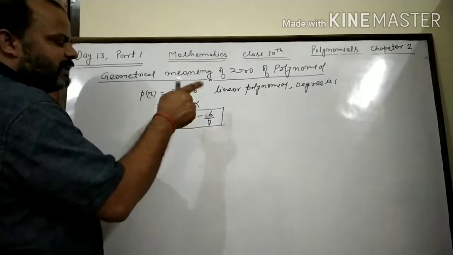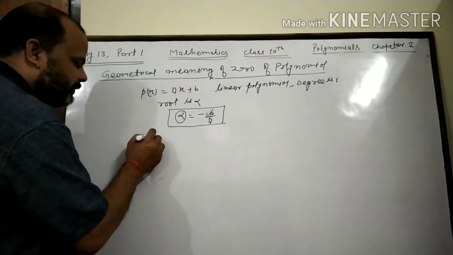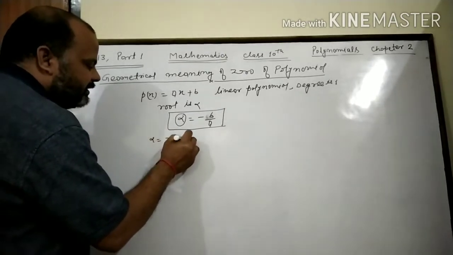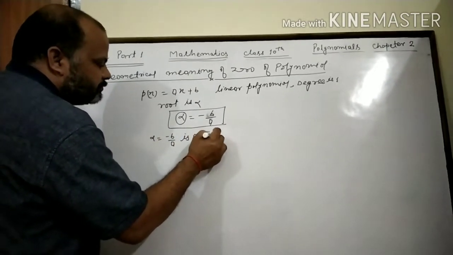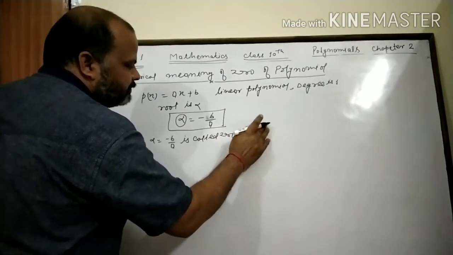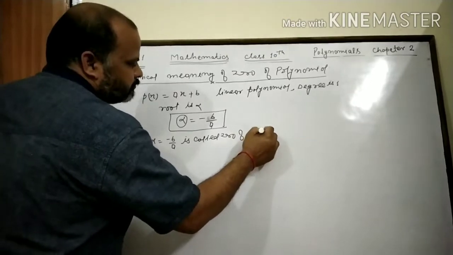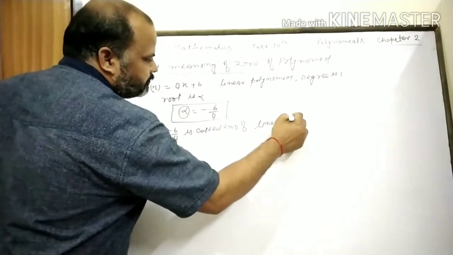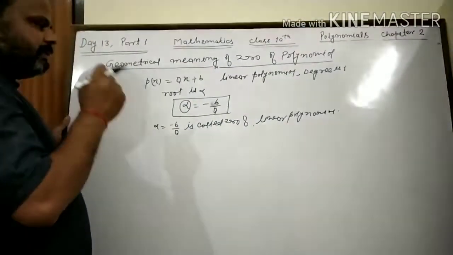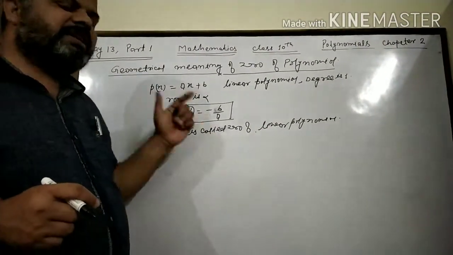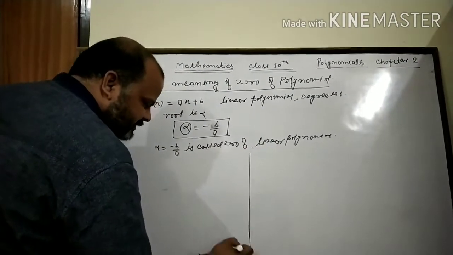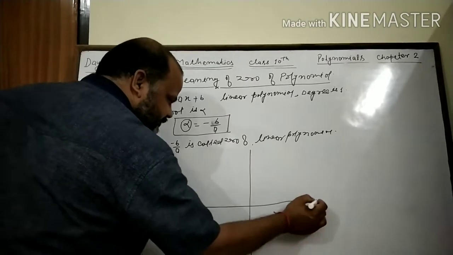And this root is also called the zero. This alpha, alpha is equal to minus b upon a, is called the zero of the linear polynomial. Clear? Then if you want to represent it on a graph, then you know that on the graph sheet there is the y-axis and x-axis. Clear?